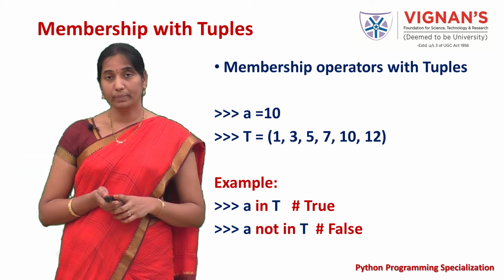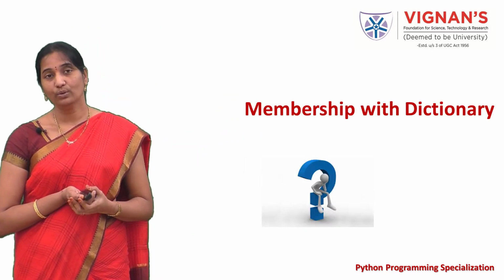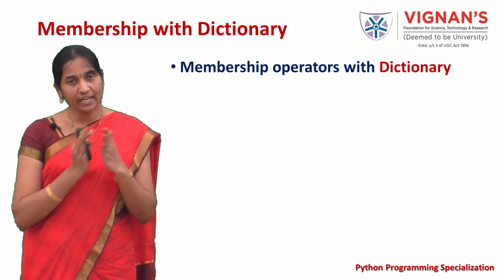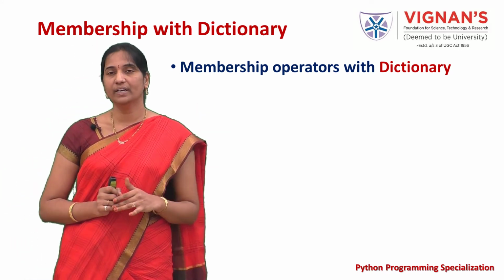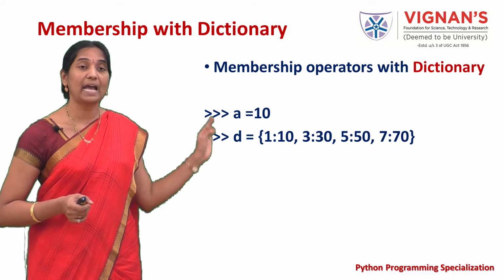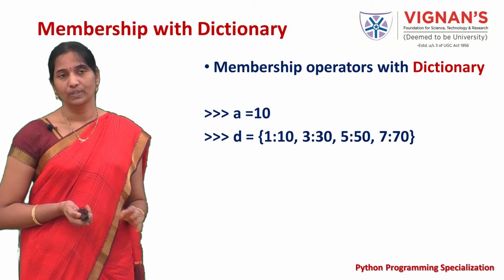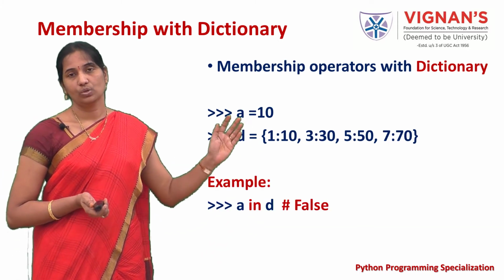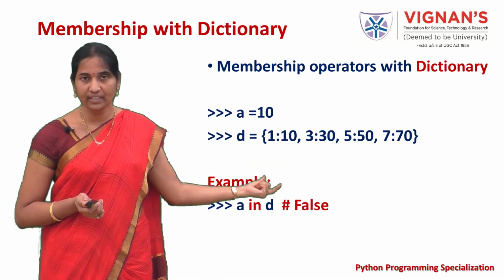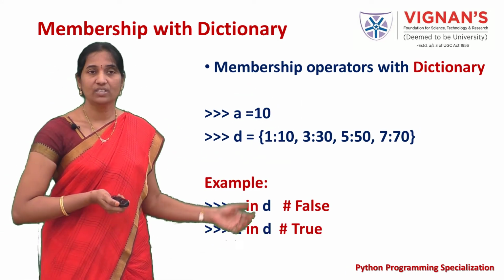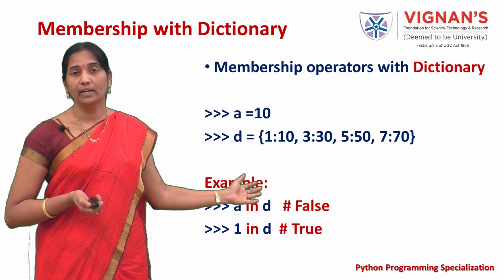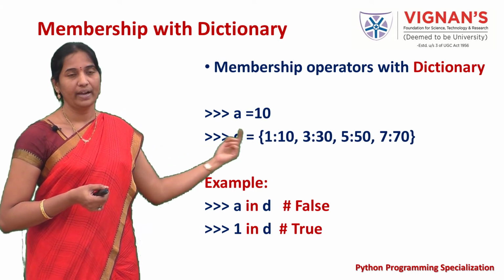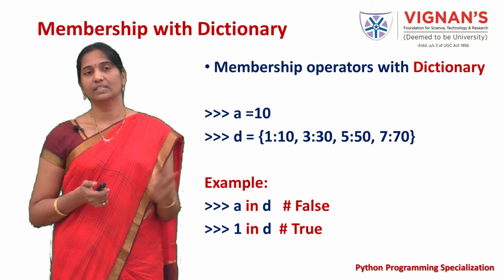Now let's see how the membership operator can be used with dictionaries. When I use it with dictionaries, it actually checks for the element's presence as a key in the dictionary, not as a value. That's what we need to remember here. Consider this example, a in D. Here a is the value 10, and 10 in D: 10 is not present as a key in the dictionary D, so it returns a false value. Whereas 1 in D returns a true value, as 1 is present as a key. The first element's key is 1, and you are checking for that 1 itself, so it returns a true value.